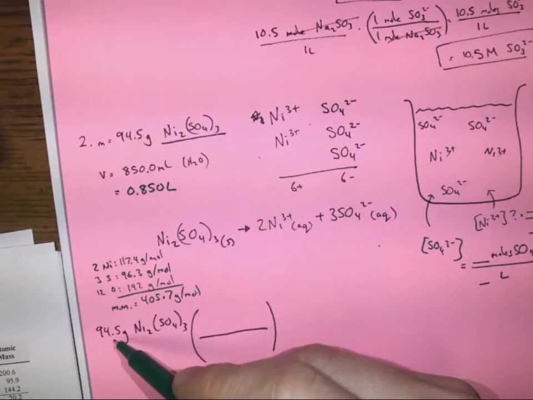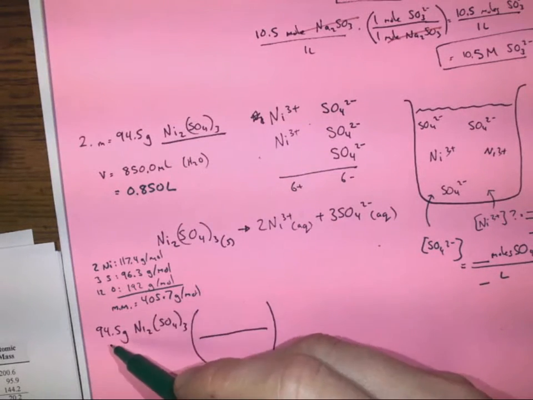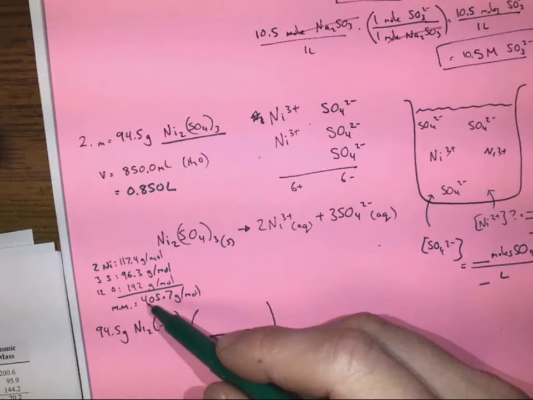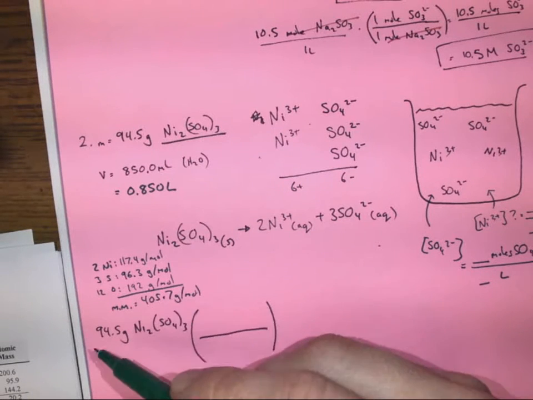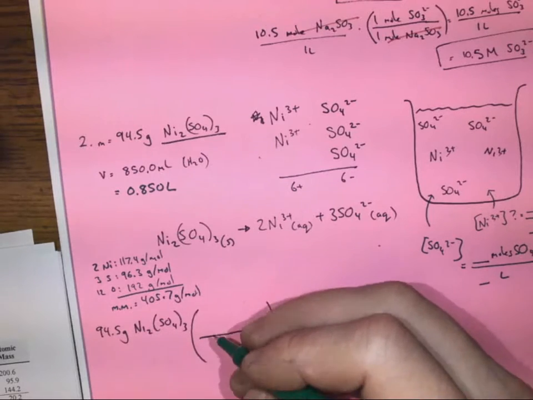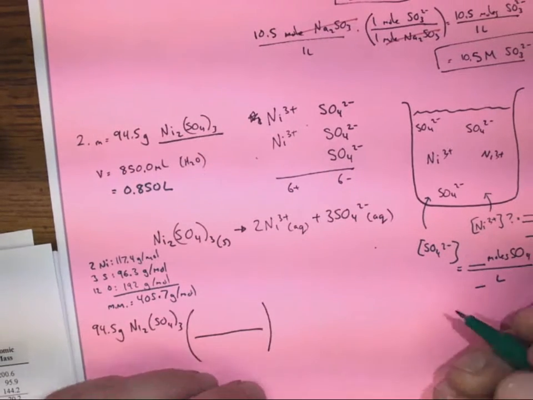So I only have 94 grams, which means I probably only have about a quarter of a mole or so. I don't quite have that much. I have a little less than a quarter, I would say. Let's find out exactly how much.